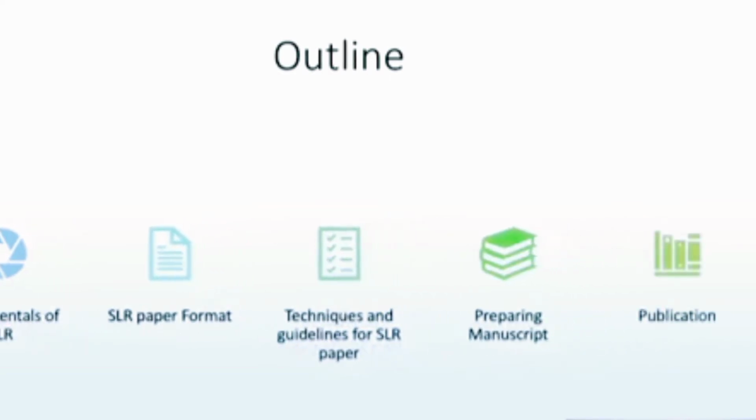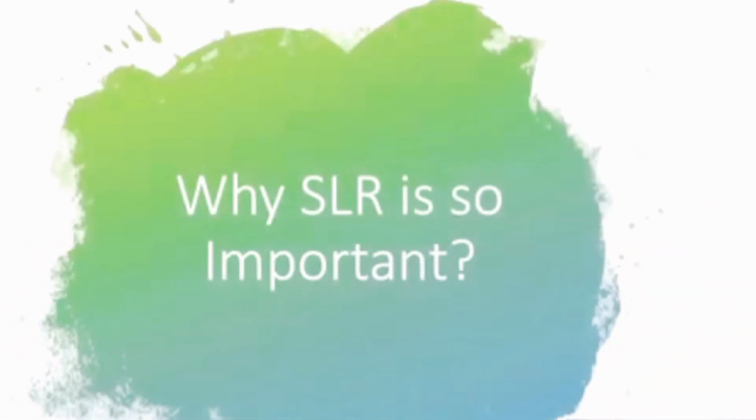And finally the publication. We'll focus on the publication part also. So how can we do publication? We'll try to create a community among the members who are interested in writing meta-analysis and systematic literature review. So we'll try to review your work and give you some feedback so you can improve your work and it will be able to be published. Okay, so this is how we start.